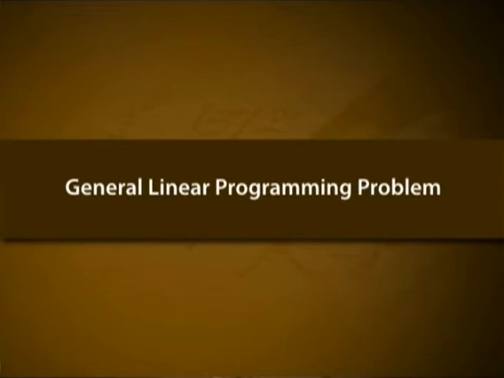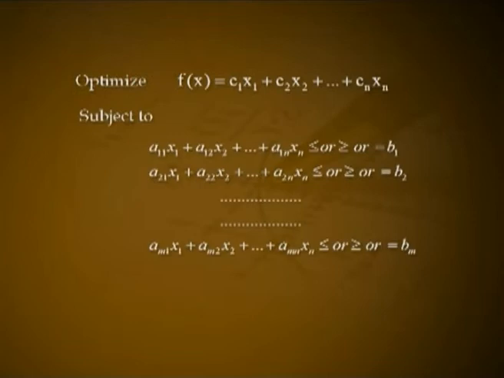General linear programming problem. Consider the linear programming problem optimize f of x equal to c1 x1 plus c2 x2 plus etc. plus cn xn subject to a11 x1 plus a12 x2 plus etc. plus a1n xn less than or equal to or greater than or equal to b1, a21 x1 plus a22 x2 plus etc. plus a2n xn less than or equal to or greater than or equal to b2, etc. finally am1 x1 plus am2 x2 plus etc. plus amn xn less than or equal to or greater than or equal to bm, where x1, x2 etc.